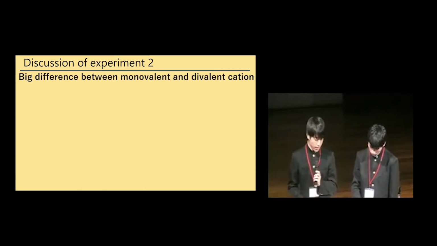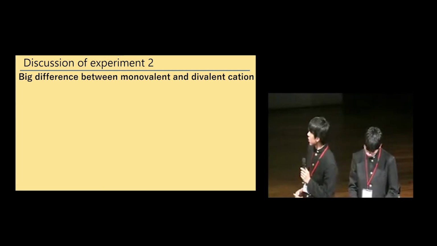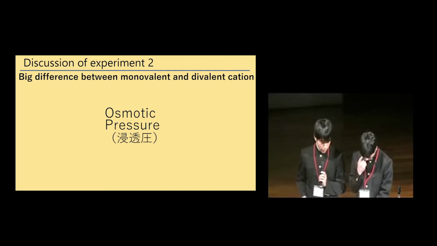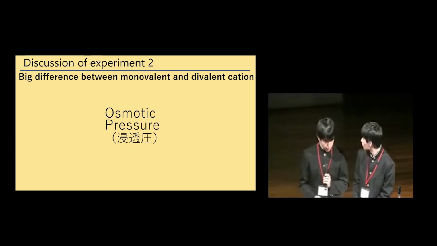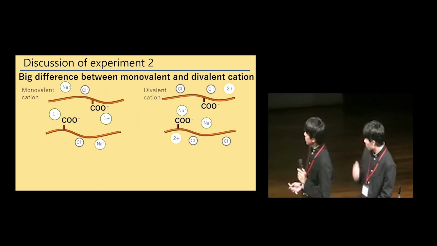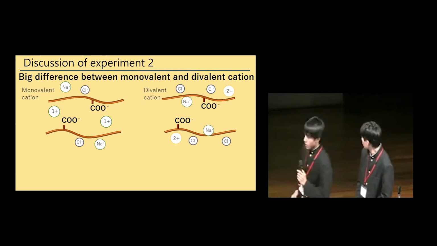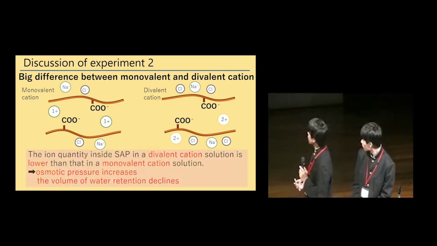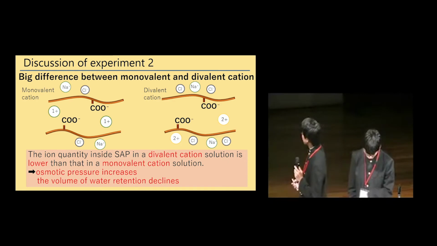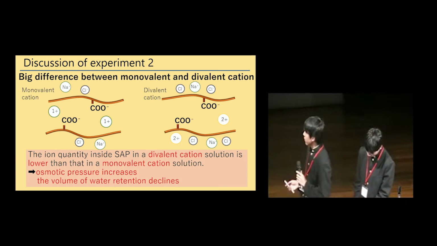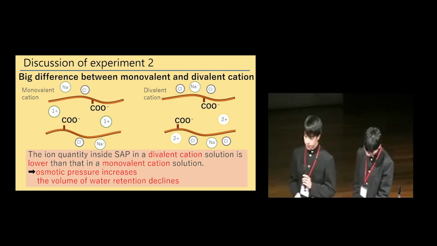The reason for such a big difference is that osmotic pressure is involved. To have the same electric charge, when sodium ion that is ionized from SAP is exchanged for cation, the particle number ratio is 1 to 1 in monovalent cation and 1 to 2 in divalent cation. Thus, the ion quantity inside SAP with divalent cation is lower than that with monovalent cation. This leads to an increase of osmotic pressure, and the volume of water retention in SAP decreases.